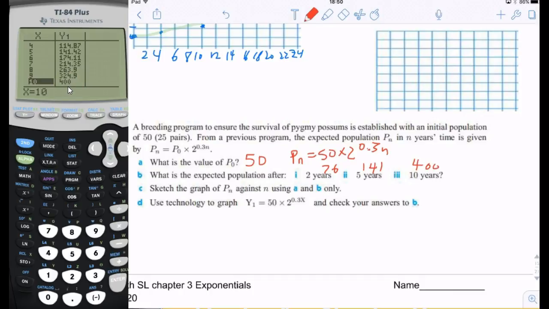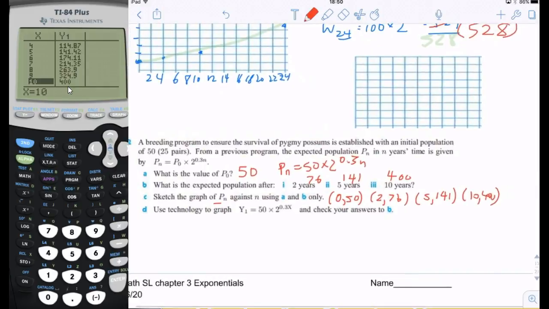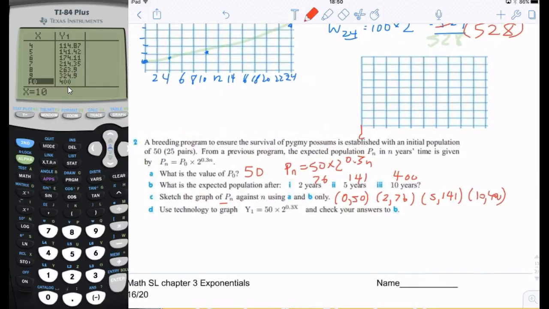Then it says to sketch the graph of p subscript n, which is the population at year n, against n using a and b only. So I'm just going to use these points. My first point is n equals 0, population 50. The next one is 2, 76. The next one is 5, 141. And the next one is 10, 400. So I'm going to graph these here. I have from 0 to 10, so I'm going to put 0 here. 1, 2, 3, 4, 5, and on to 10.